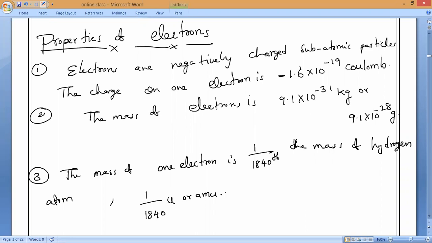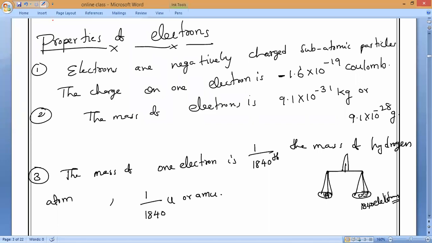So, what do you mean by this one? Anybody can tell me? It means one hydrogen atom equals how many electrons? Suppose I take a beam balance and keep one atom of hydrogen on one side. How many electrons do I have to keep on the other side? 1840 electrons. Then only will their masses be balanced on both sides. That is the meaning of it.